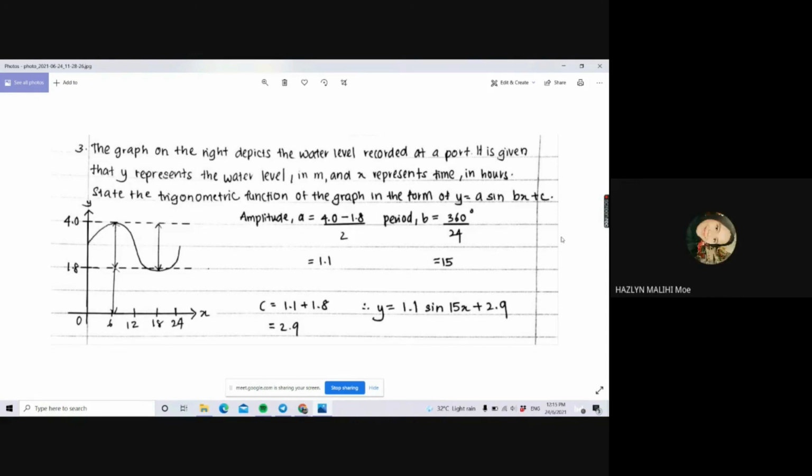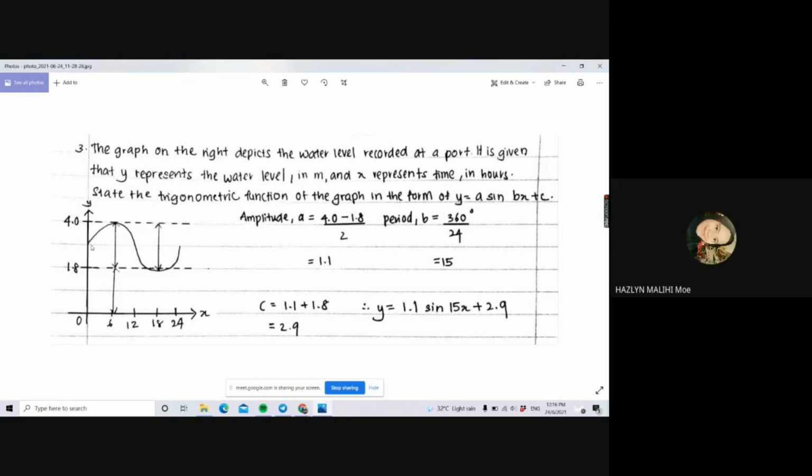Yes. For C, like I said, there will be a change to the graph. That means before the graph becomes like that, the graph will start at 0. So we add 1.1, which is the amplitude, and then we add 1.8, and it will become 2.9. Why do we add 1.8? Because it is the new position where it's stated. So far, any question?